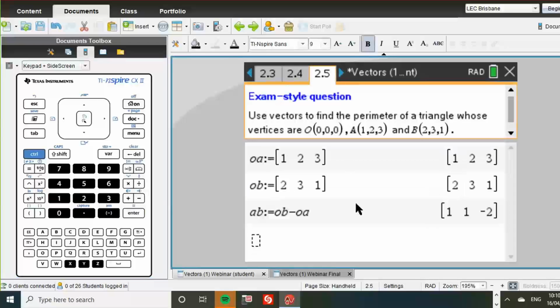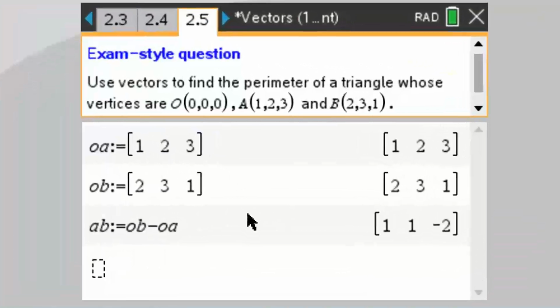Moving right along, we have another short exam style question here, and this is going to allow us to use the norm command. The norm allows us to find the magnitude of a vector. So what we want to do here is use vectors to find the perimeter of a triangle whose vertices are given there. This is a 3-dimensional situation.